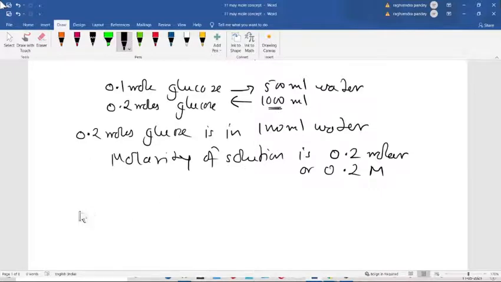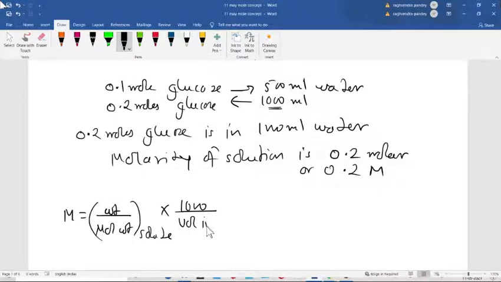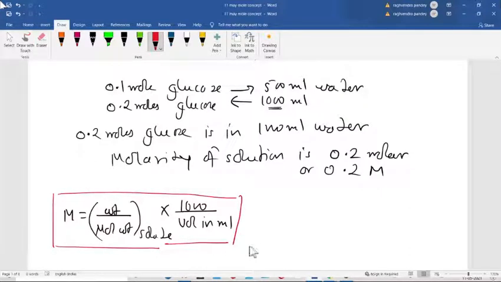Now there is also a formula for the molarity. This formula is just the same thing. So molarity is the weight divided by molecular weight of solute, into 1000 upon volume in ml. So that is the formula. So we can solve this question by putting it in the formula. So molarity is equal to 18 by 180, 18 is the given weight, molecular weight is this, into 1000 divided by 500, so that will come as 0.2.